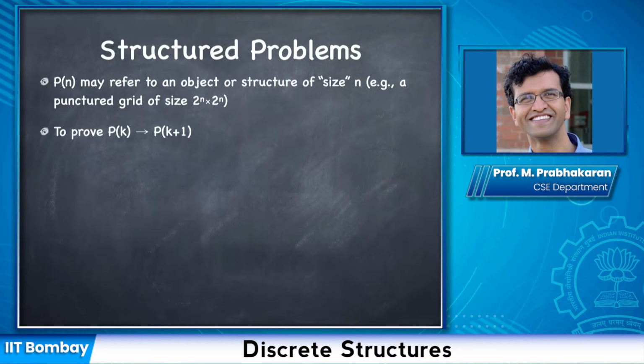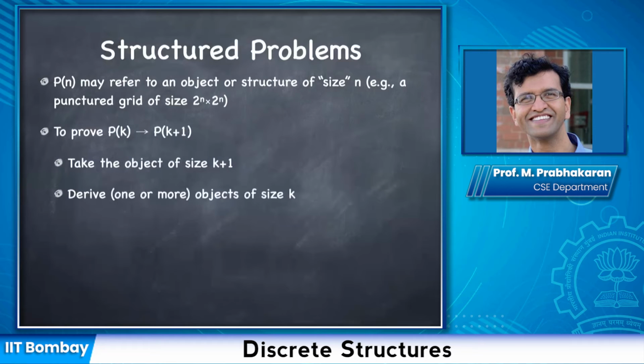And when we are trying to prove Pk implies Pk plus 1, right? You get to assume Pk and you have to prove Pk plus 1. But remember what Pk plus 1 is saying. It says for every object of size k plus 1, some property holds. So you start off by saying, take an arbitrary object of size k plus 1. Okay, and then you have to somehow use your induction hypothesis to show that that arbitrary object has the property you are interested in. So how do you do that?